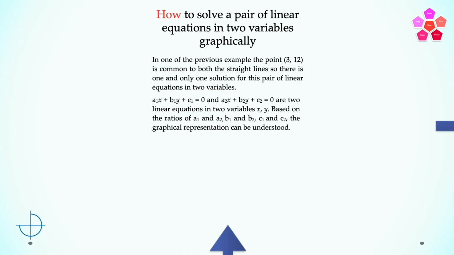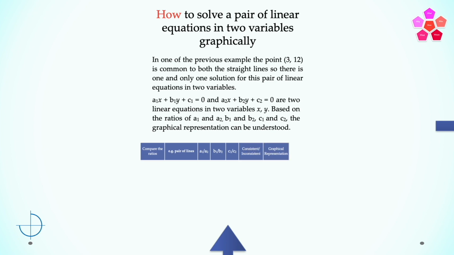For this, we have created a simple table where we will be comparing the ratios of the pair of lines, that is a1 by a2, b1 by b2, c1 by c2, and also marking whether they are consistent or inconsistent, and the graphical representation, and then finally the algebraic representation.